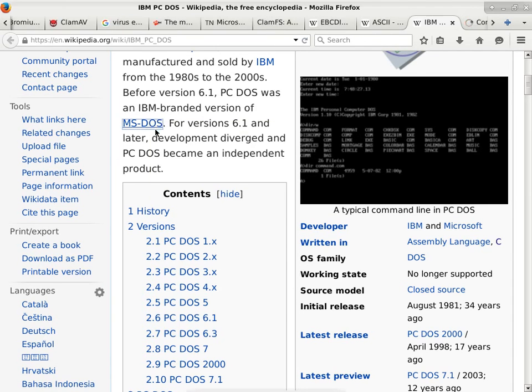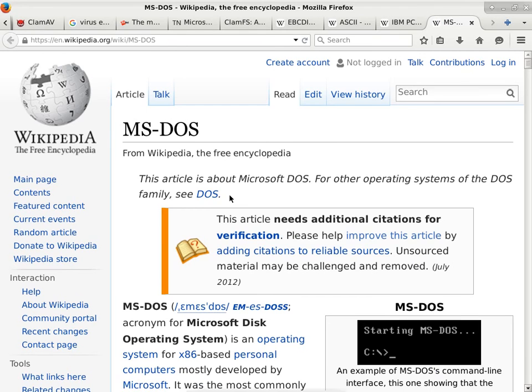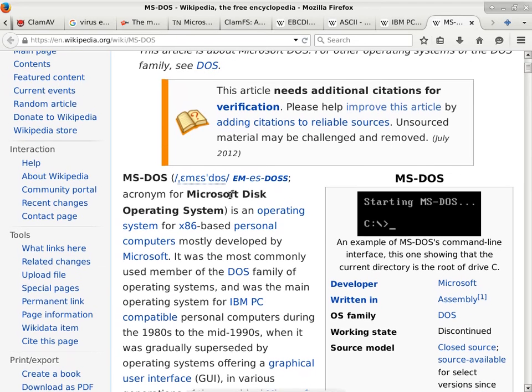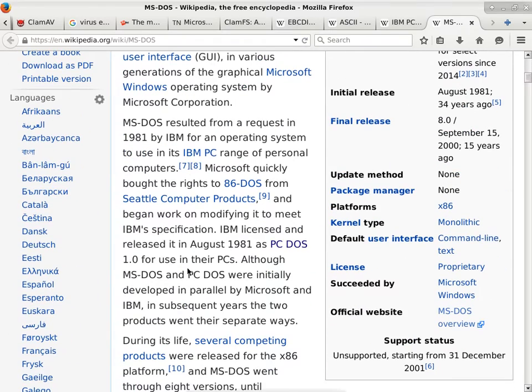So here's MS-DOS. If you read up the history of MS-DOS, it will tell you that Microsoft, Bill Gates and his gang did not actually write DOS. MS-DOS was not written by Microsoft. They contributed to the code, but they did not write the entire thing. Who wrote the core part of MS-DOS? That's the question. Let's see if I can find it real quick here.